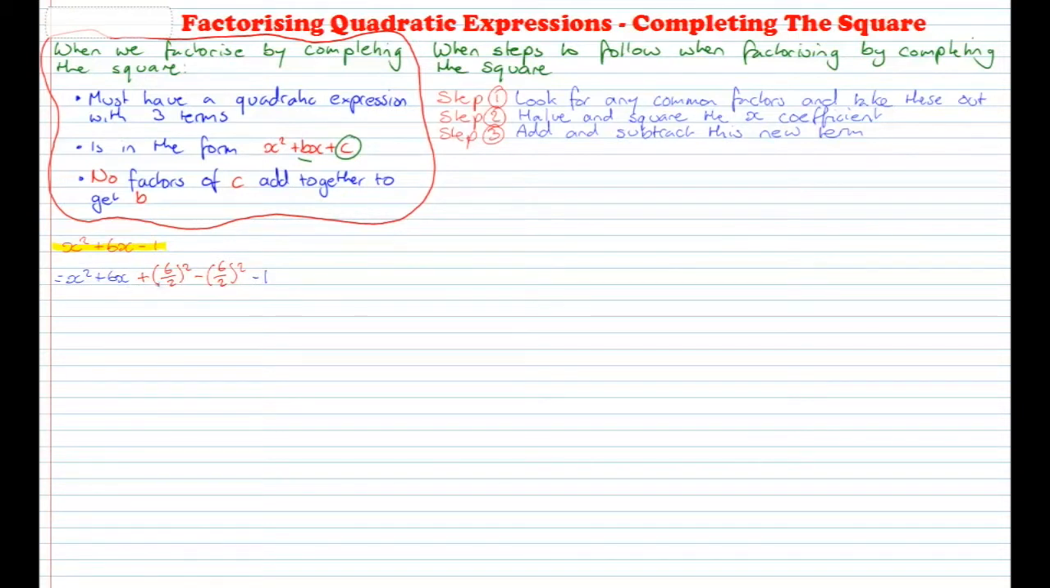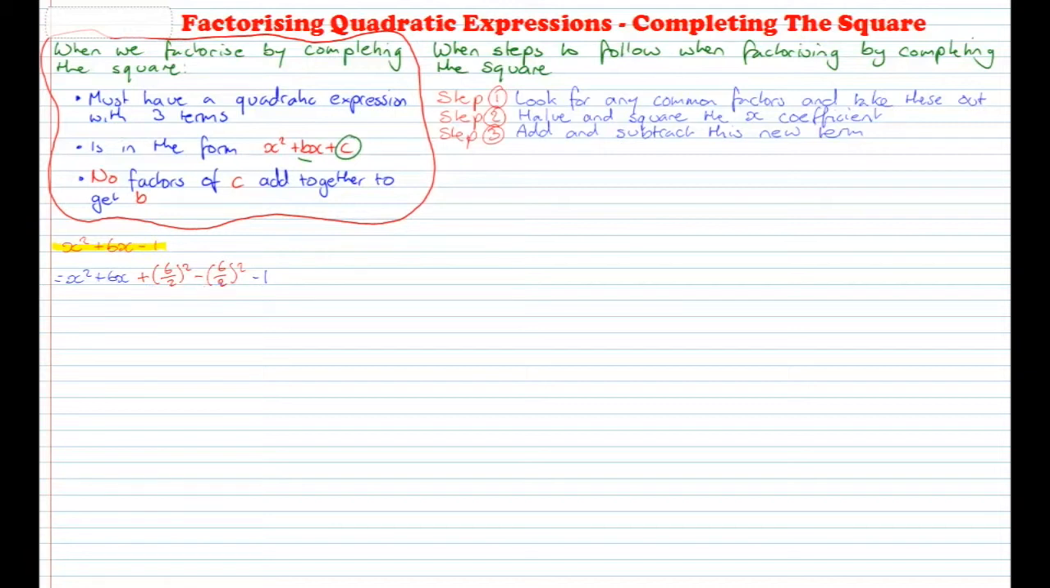So what you can see here that I'm doing is I'm halving and squaring the x coefficient. That is, I'm going 6 divided by 2 because the coefficient of x is 6. So 6 divided by 2 is halving it, then I'm squaring it, and then I'm adding and subtracting this new term. So what you can see here is I add 6 over 2 squared, and then when I minus 6 over 2 squared, what I'm essentially doing is nothing.